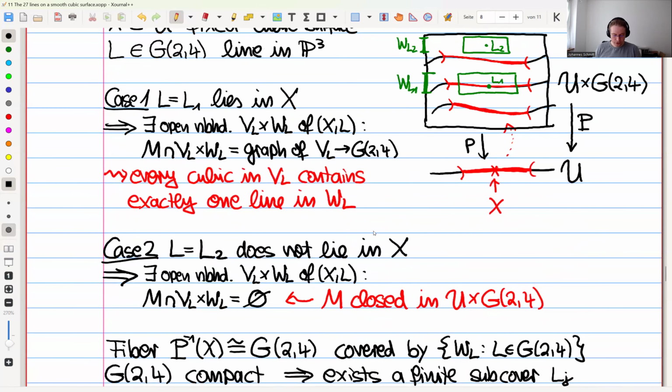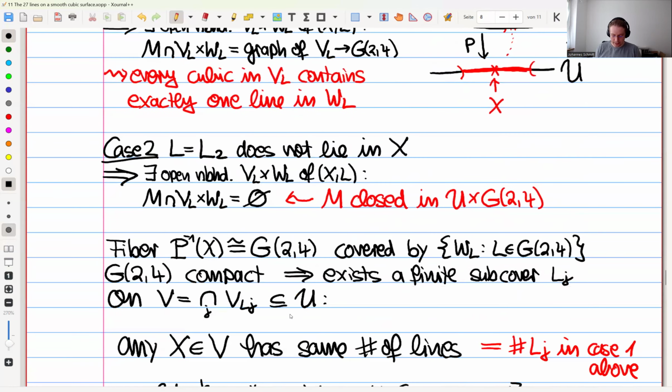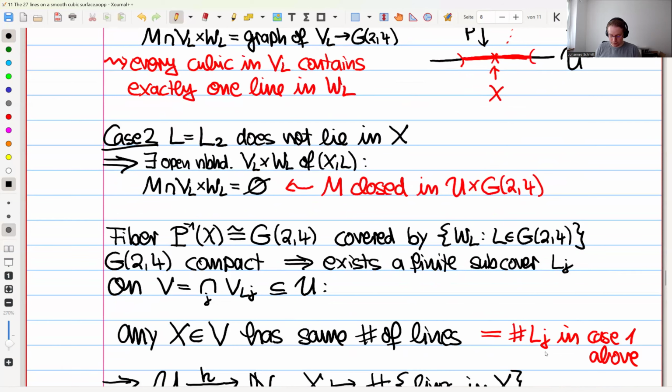I mean, then you just count how many lines do we get from case 1 and how many lines do we get from case 2. From case 1, we each get exactly one line in this neighborhood here. And here we get none. So somehow this number of lines is just the number of LJs in this finite cover, which are in the case 1.